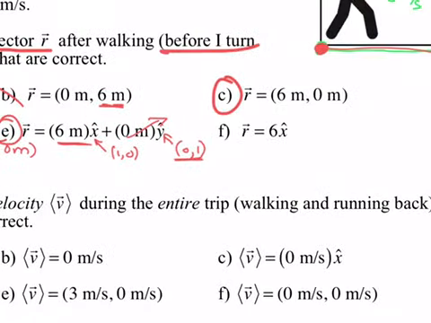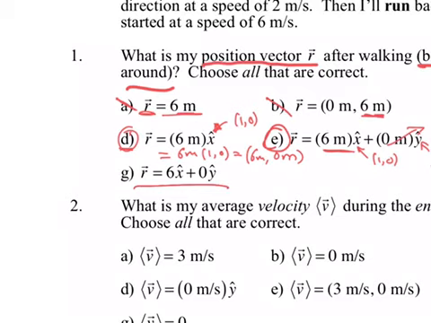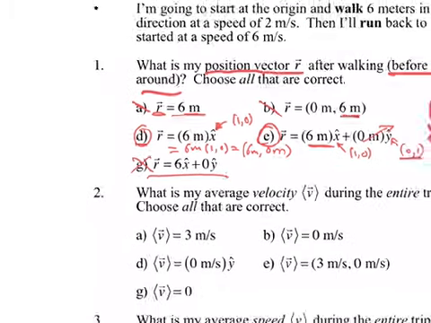F looks like it's correct, except for it doesn't have any units. So that is actually going to be wrong. And then this one also doesn't have any units, so that is wrong too.